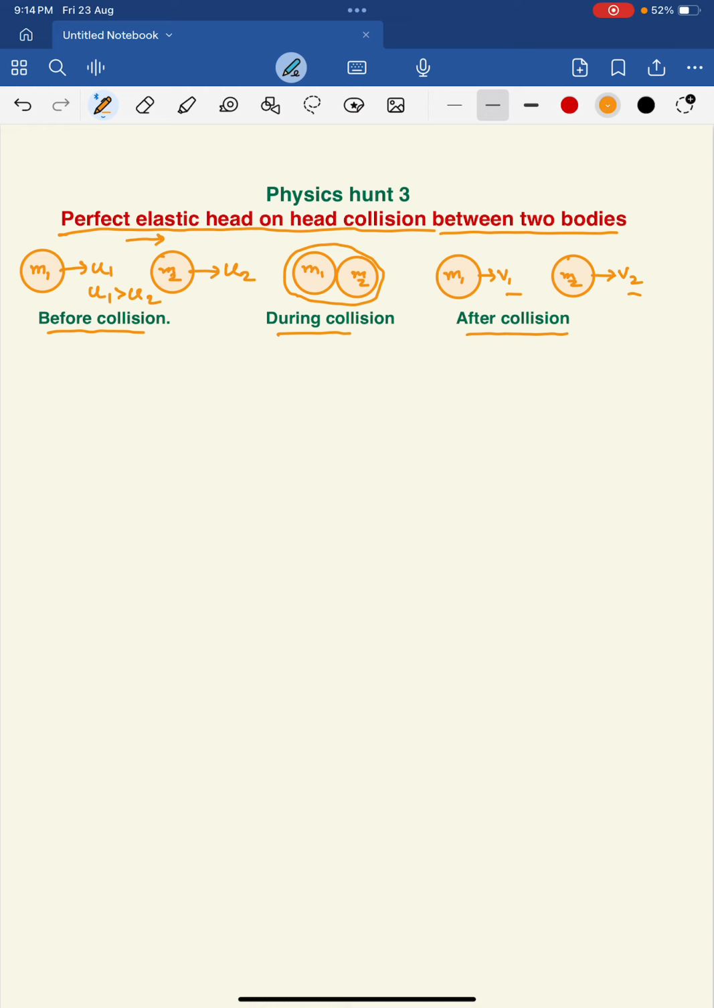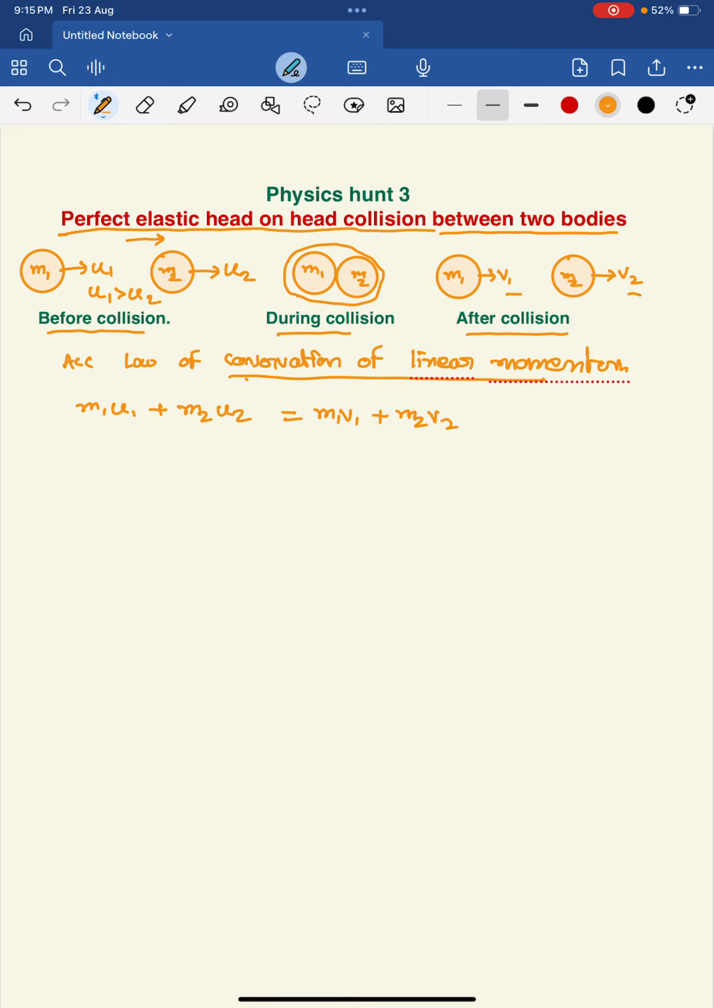According to the law of conservation of linear momentum, the momentum before collision must be equal to the momentum after collision. That means before the collision, the momentum of these two objects is m1 u1 plus m2 u2, which is equal to, after the collision, the momentum of the first body m1 v1 plus the second body momentum m2 v2. I am going to rearrange this expression. This is the initial momentum of the first body before collision, and this is the momentum of the first body after the collision.